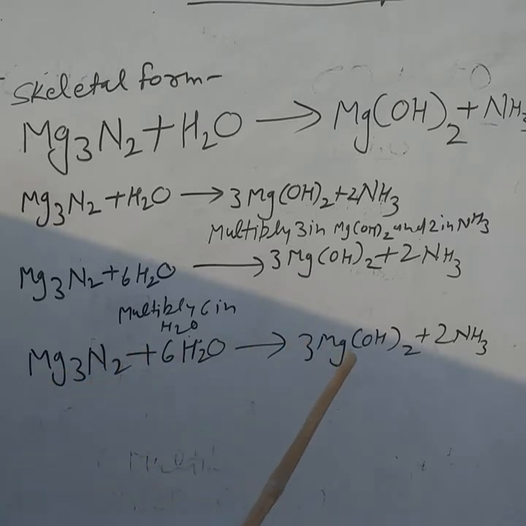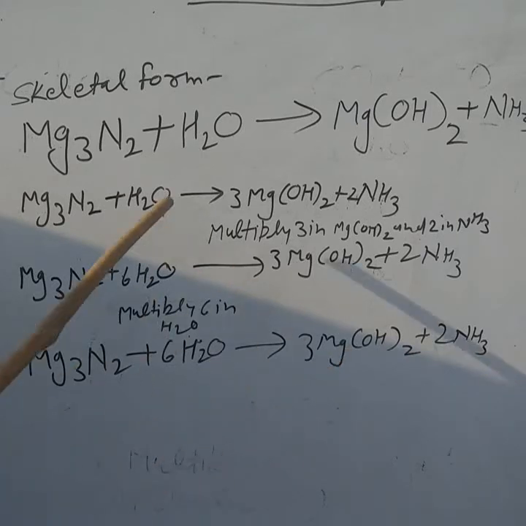Number of Mg is 3, and the number of Mg is also 3. Number of nitrogen is 2, and also 2. Number of hydrogen is 12, and also 12, since Mg(OH)2 gives 6 and this 6 is equal to 12. Number of oxygen is 6, and also 6. So both sides have an equal number of each element. So this equation is called a balanced chemical equation.